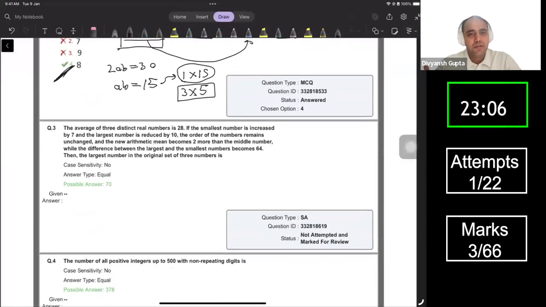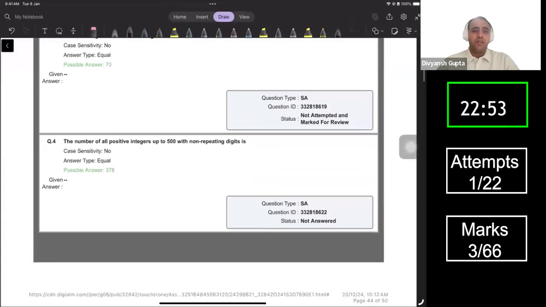Okay, question 3. It's a heavy statement. Average of three distinct real numbers is 28. Smallest is increased, largest is reduced, order remains unchanged, new arithmetic mean. There's a lot of data here. I don't want to deal with this right now. I'll move to the next question.